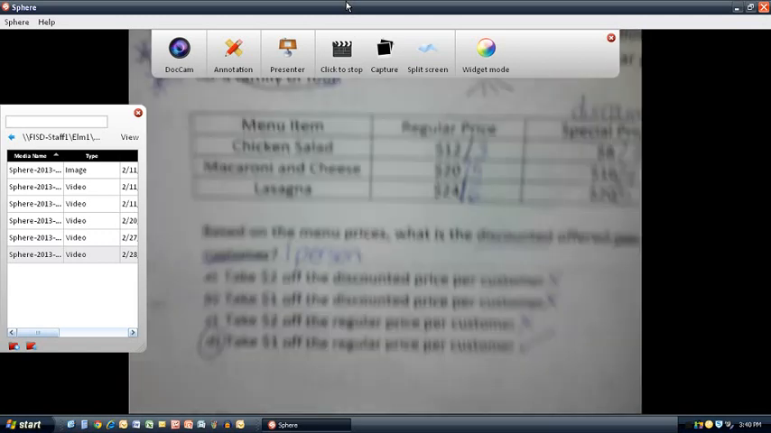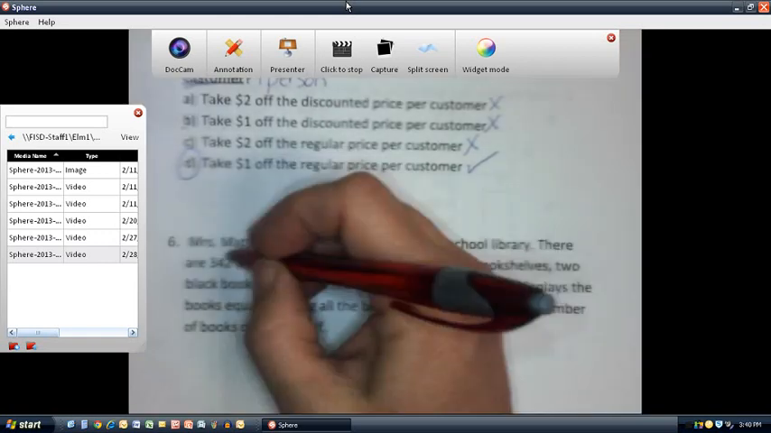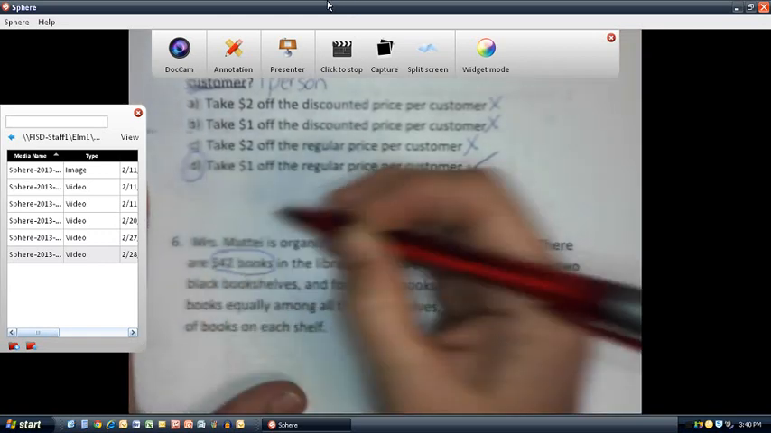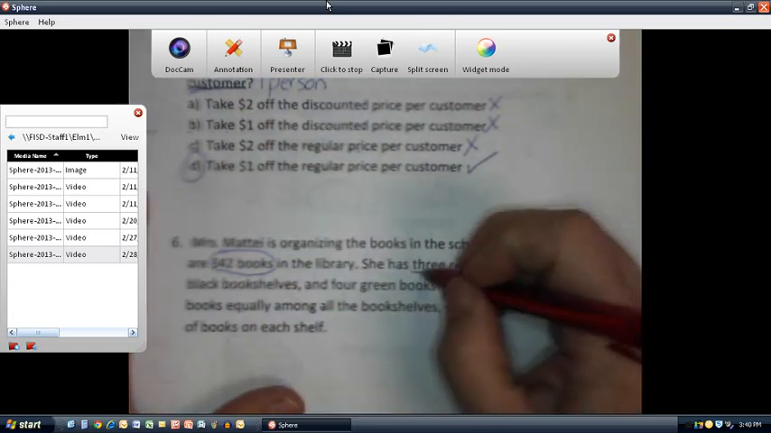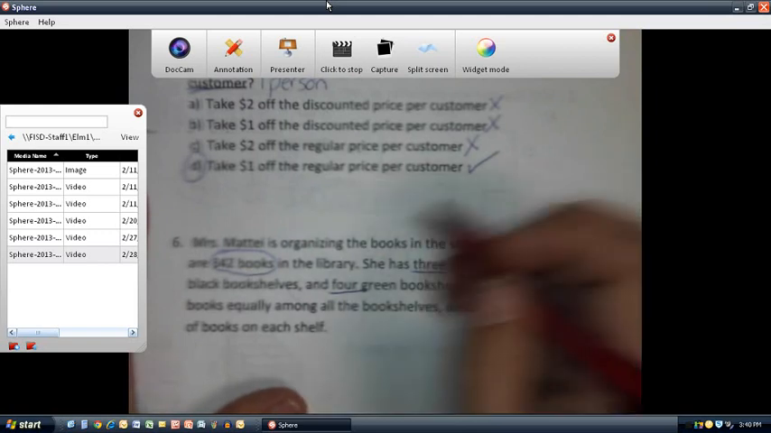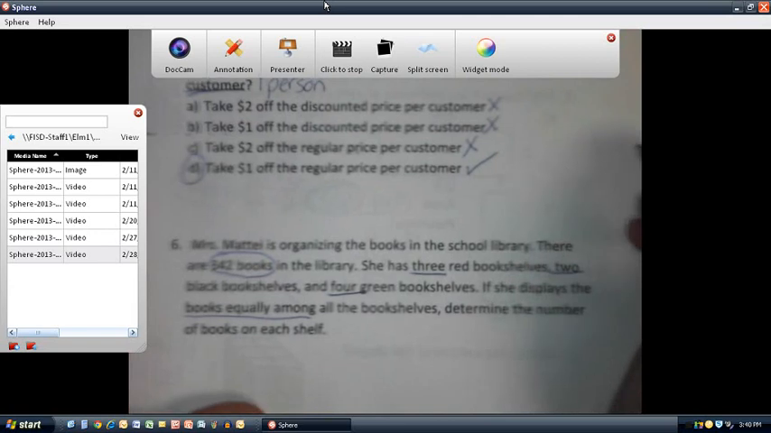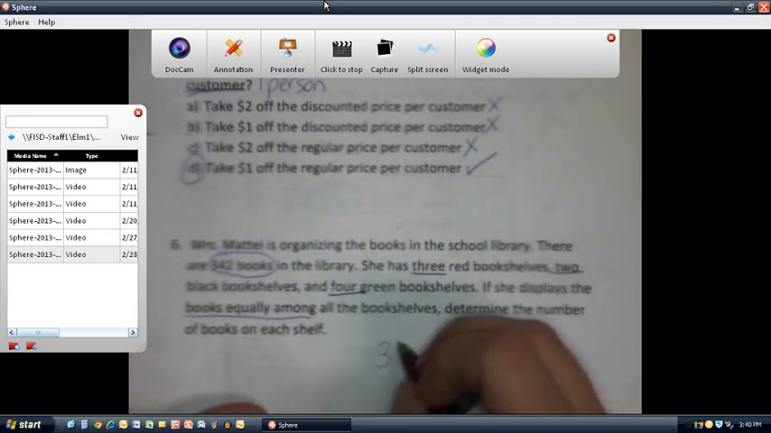Number 6. Ms. Matei has organized the books in the school library. There are 342 books. She has 3 red bookshelves, 2 black bookshelves, and 4 green bookshelves. If she displays the books equally among all the bookshelves, determine the number of books on each shelf. You've seen this problem before.